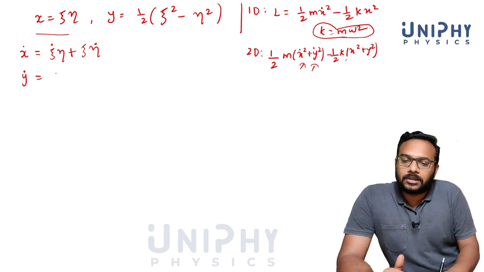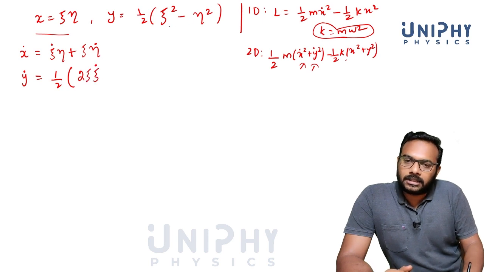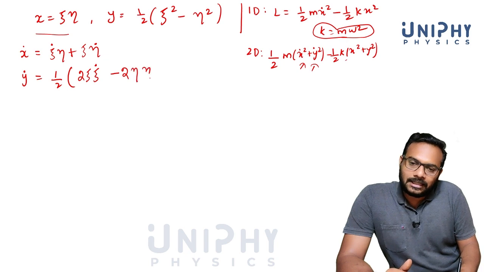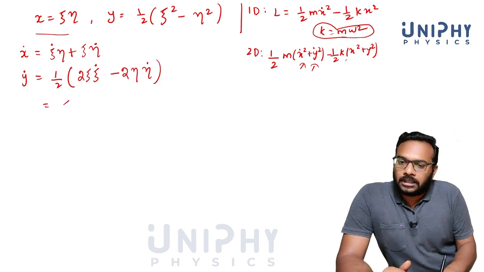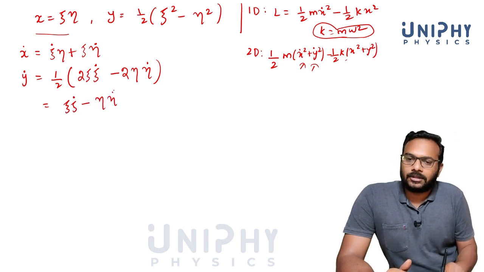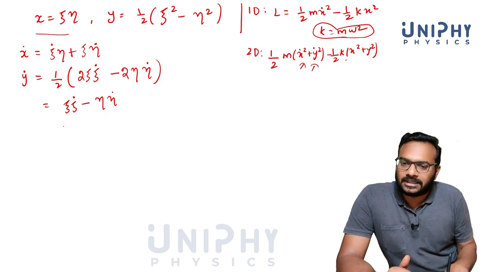And what's y dot? That's a bit more complicated. It is half times 2 xi xi dot, taking the time derivative, minus 2 eta eta dot. So that's equal to xi xi dot minus eta eta dot. Let's already find x dot square plus y dot square, then we can simply substitute it here.